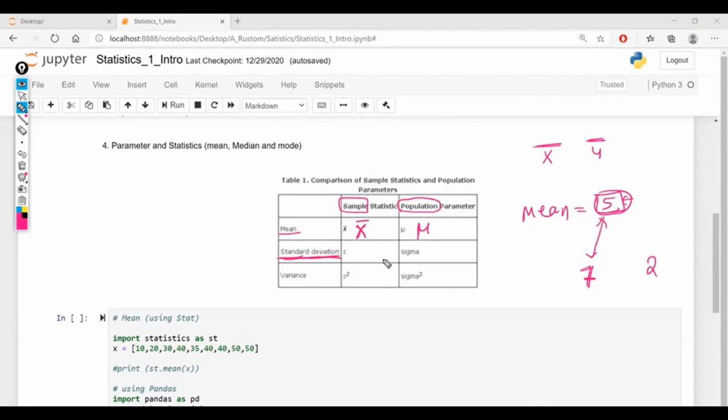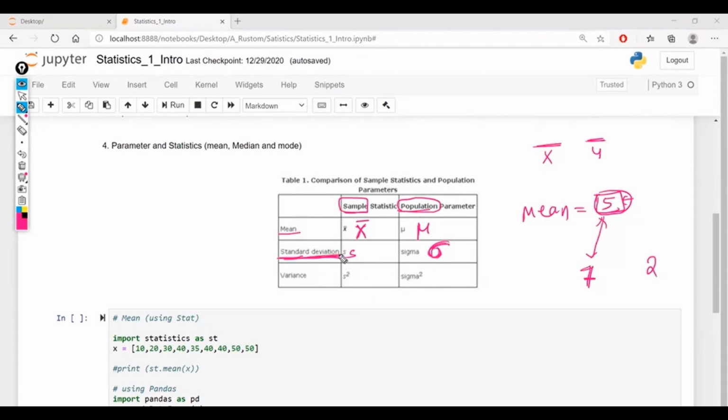So how do I represent it? It's a small s for the sample. If it is a population, I'm going to represent it as sigma. I hope you are all aware of this symbol sigma. So this is how I will be able to present it.